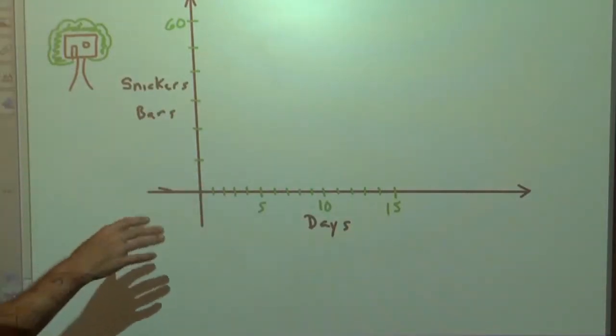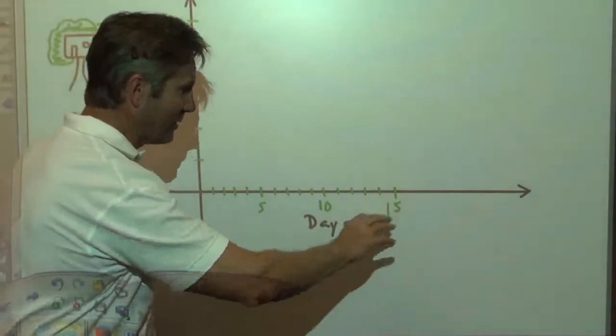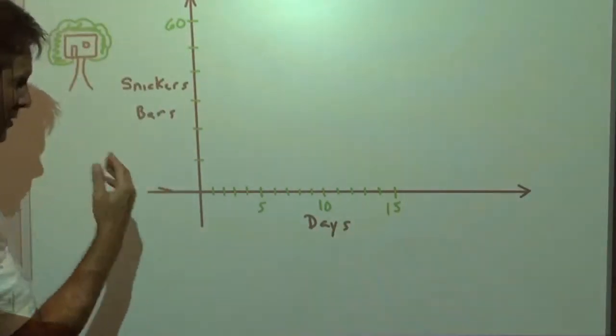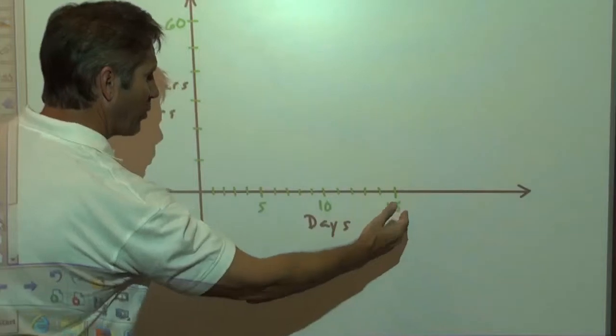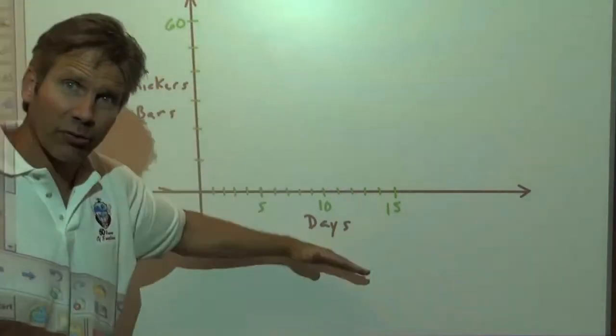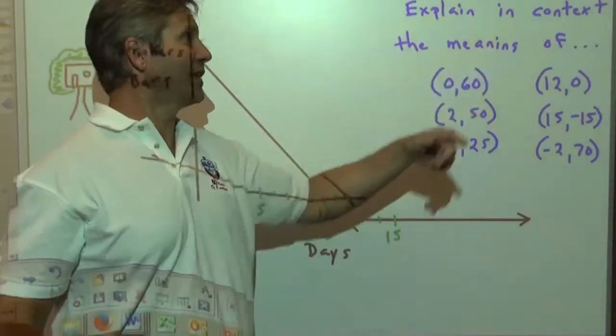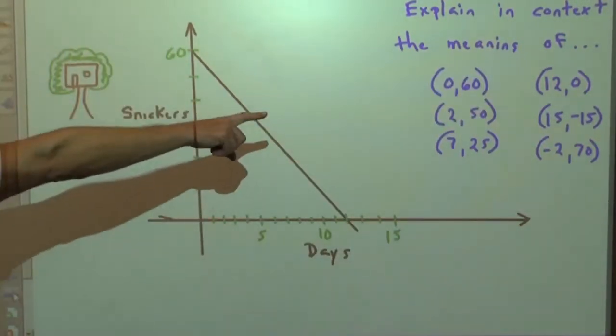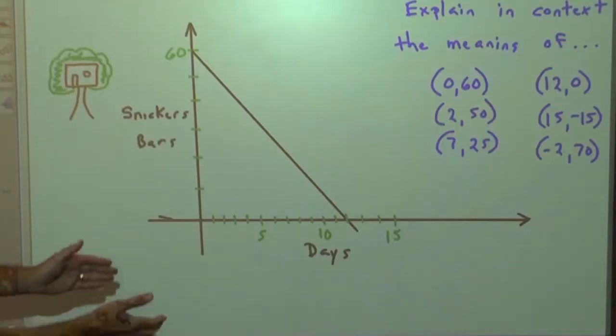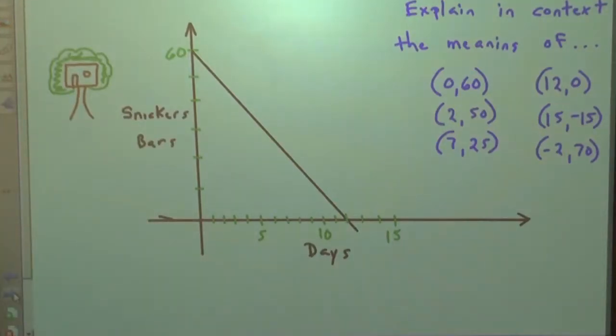But it's nice to look at a graph where the x has meaning and the y has meaning. So after a certain number of days goes by, how many Snickers bars will we have left after we start eating them? So explain this in the context of the problem. Explain all those 6 ordered pairs, those points, in the context of this graph.